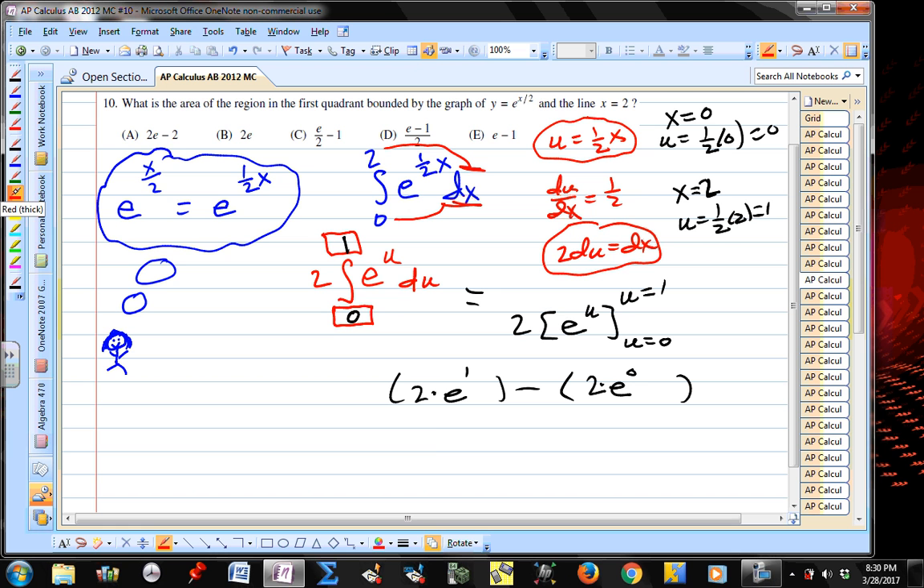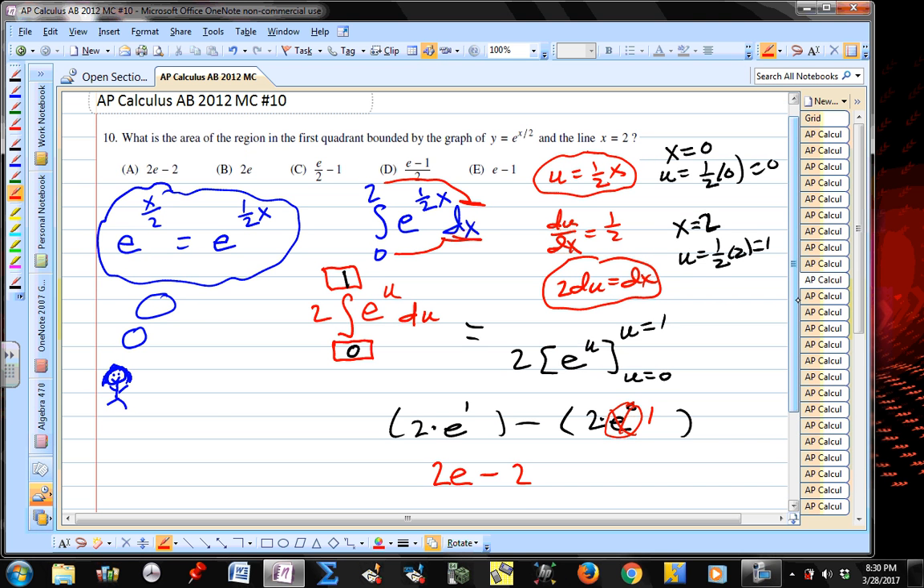All right, and the hard work is over. e to the first power is just e. e to the 0th power, remember, is 1. And 2 times 1 is 2. We end up with 2e minus 2. In other words, this matches option letter A.